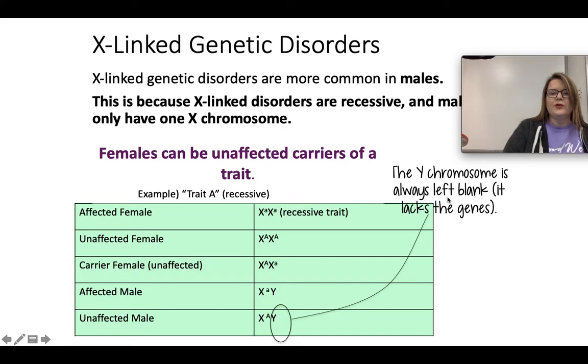The Y chromosome is always left blank because it lacks the genes. Since we're just tracking X-linked disorders here, we wouldn't have anything on the Y. There are Y-linked disorders, but that's not what we're covering in this unit. If males have a recessive allele, they have the disease because they only have one shot at an X. And so if that X has the disorder, like in this case, then the male is affected.